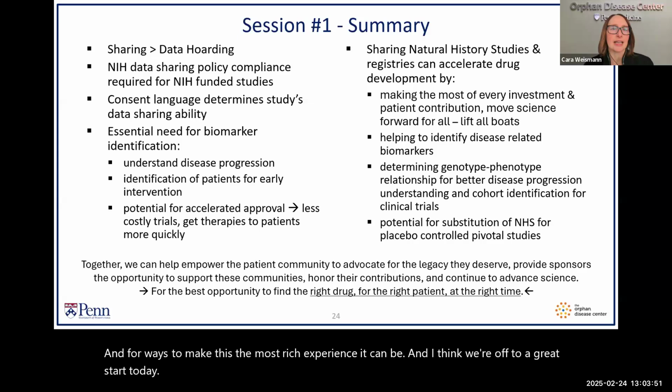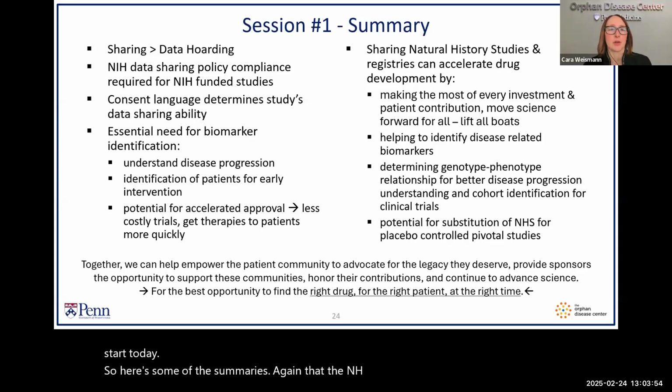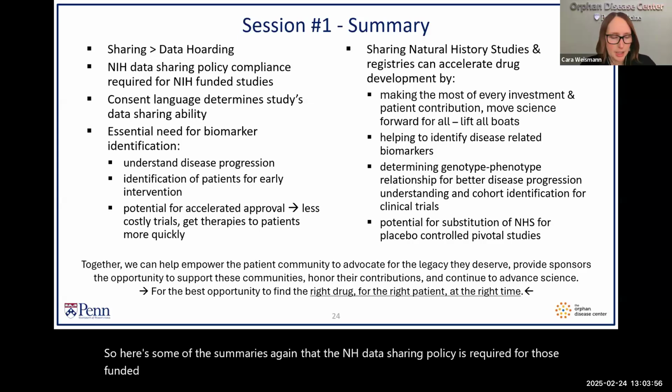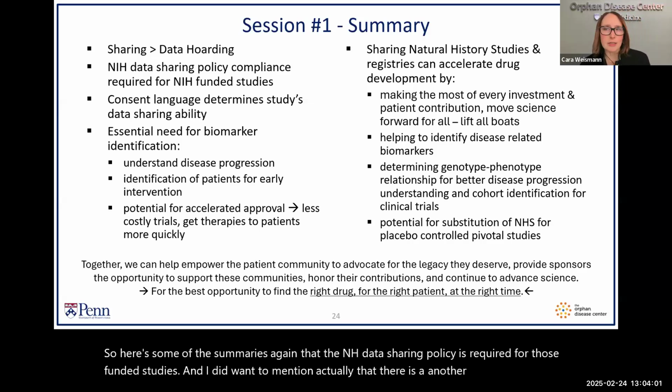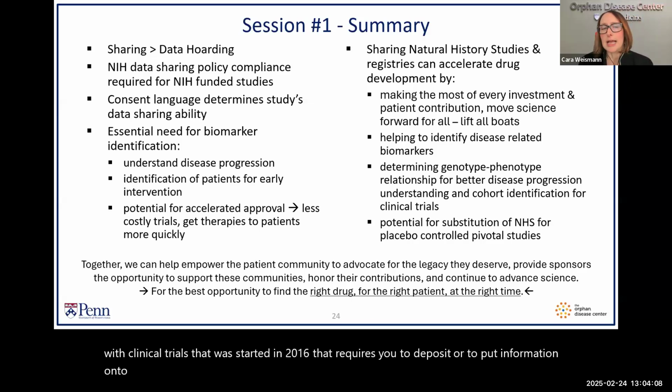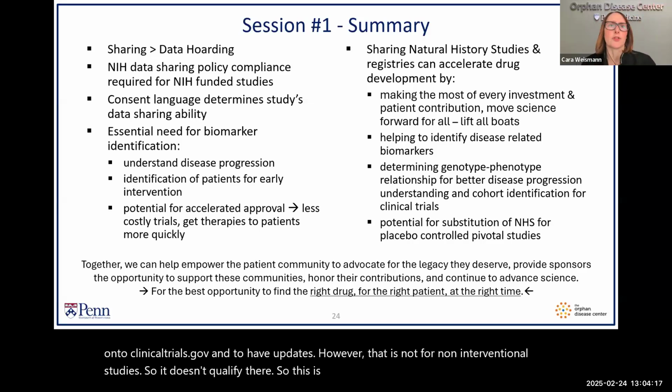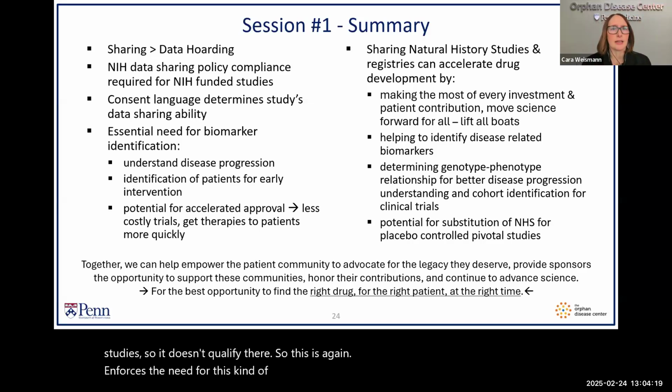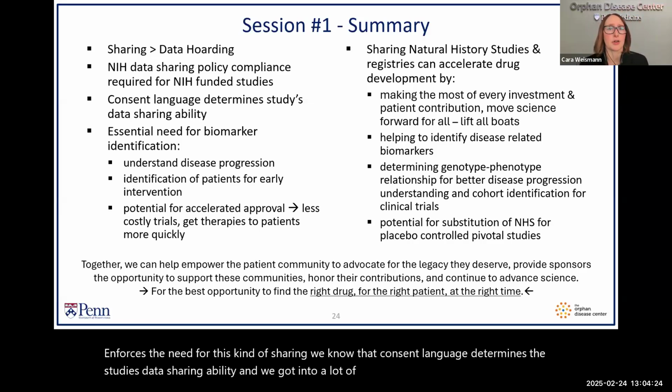So here are some of the summaries again: the NIH data sharing policy is required for those funded studies. And I did want to mention that there is another policy associated with clinical trials that was started in 2016 that requires you to deposit information onto clinicaltrials.gov and to have updates. However, that is not for non-interventional studies, so it doesn't qualify there. So this again enforces the need for this kind of sharing. We know that consent language determines the study's data sharing ability, and we got into a lot of great detail about that and data sharing privacy.